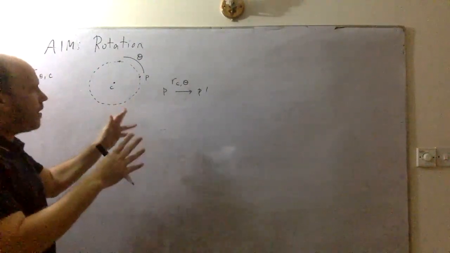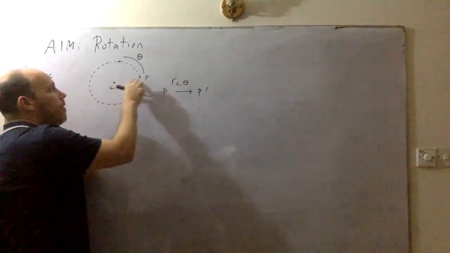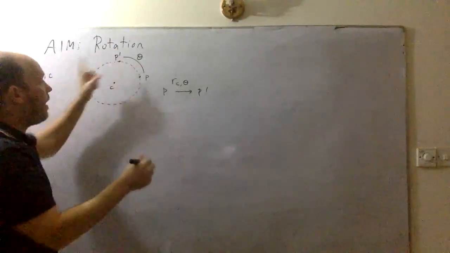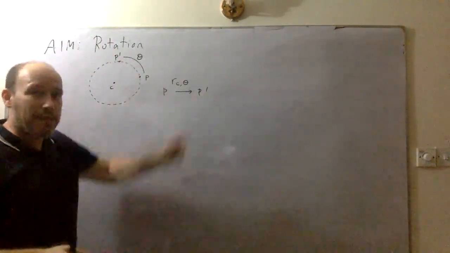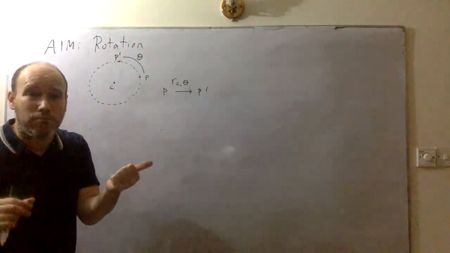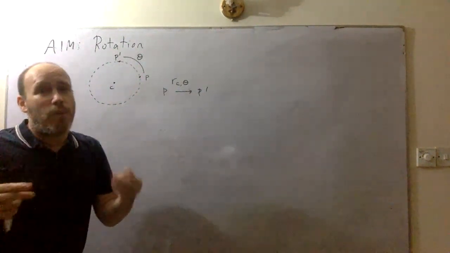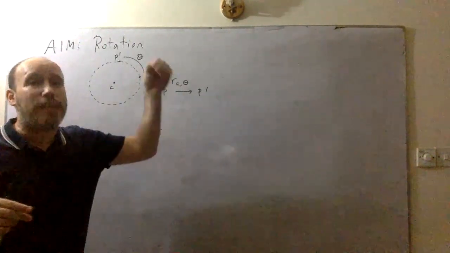So what's the idea behind a rotation? The idea is that there's a center, there's a point, and then the point is rotated. So P is rotated to P prime. It's not reflected. It might be. It's not translated. It might be. We want to know the rules to say, oh, it actually was rotated.